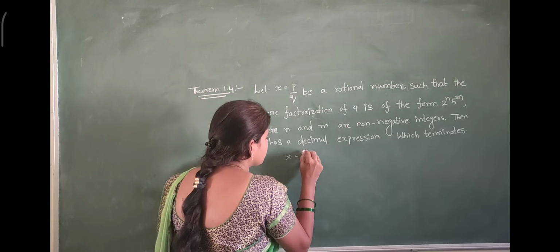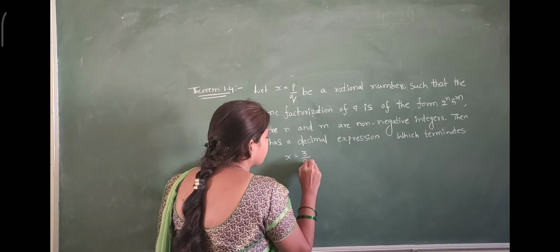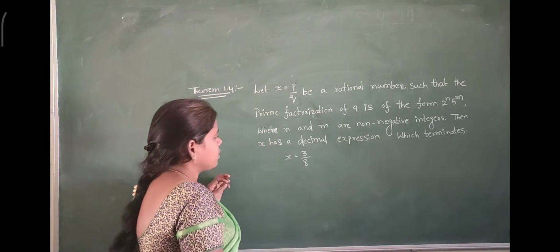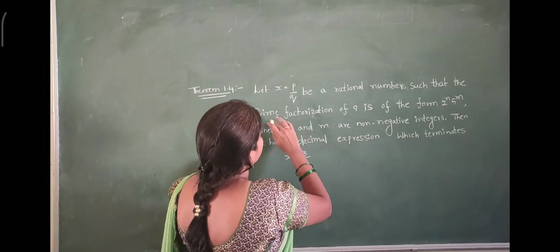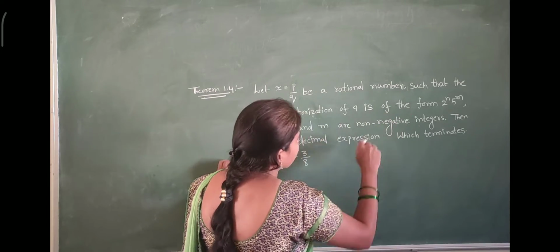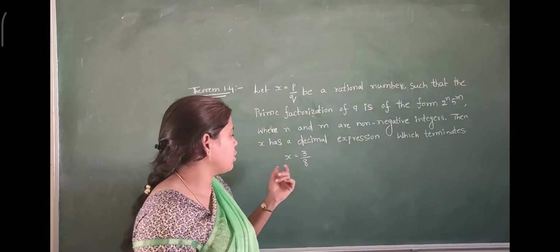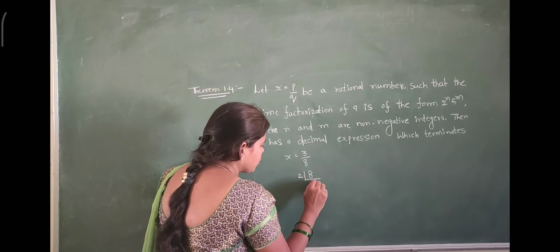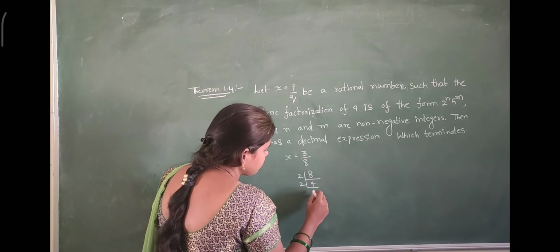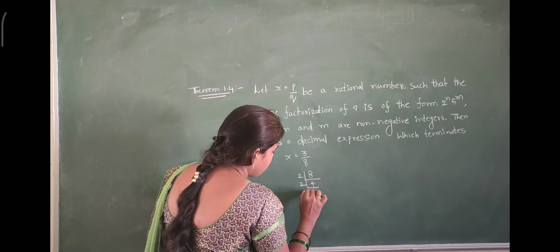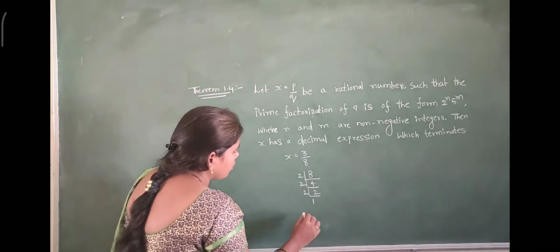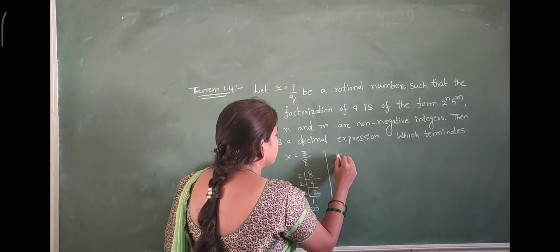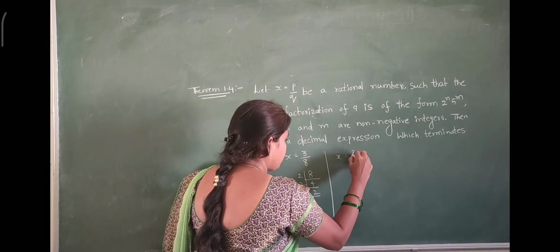x is equals to 3 by 8. So, what is given? Prime factorization of q is of the form 2 to the power of n into 5 to the power of m. For that, we can write the prime factorization of 8. 2 4s are 8, 2 2s are 4, 2 1s are 2. So the prime factorization of 8 is 2 cube. So x is equals to 3 by 2 cube.